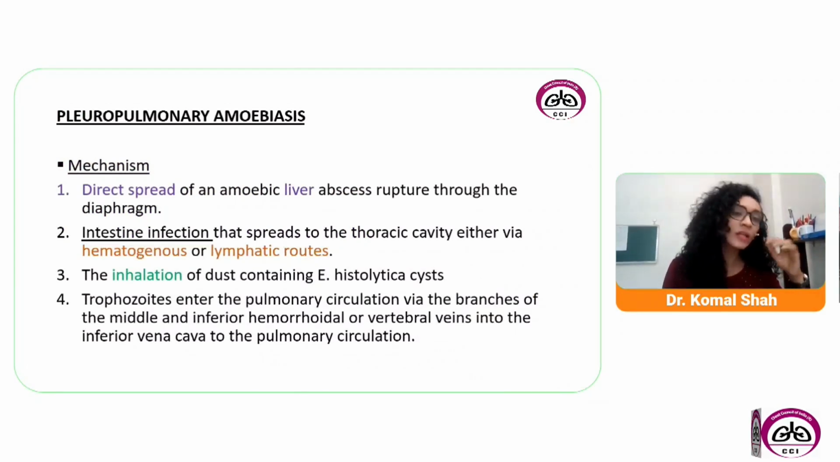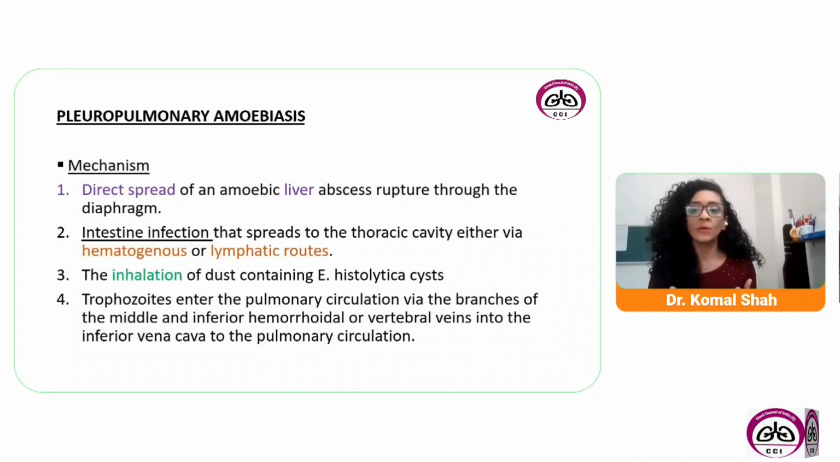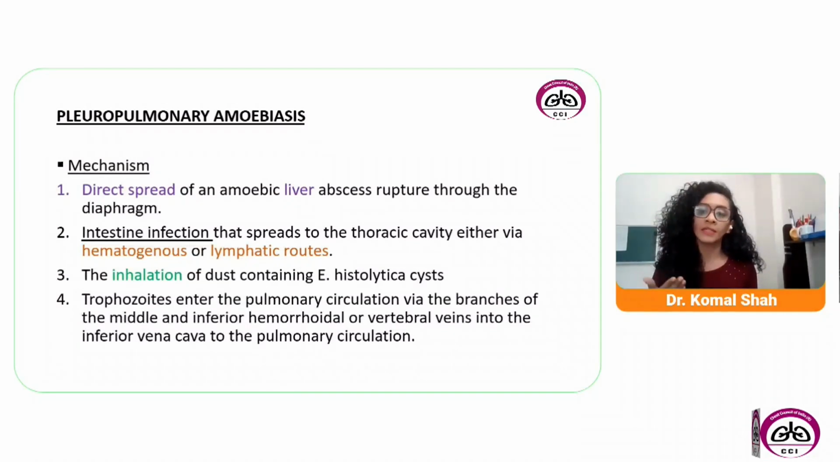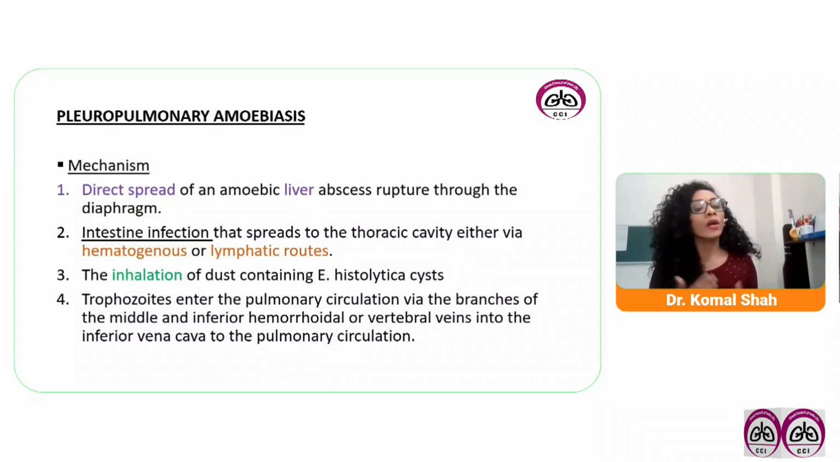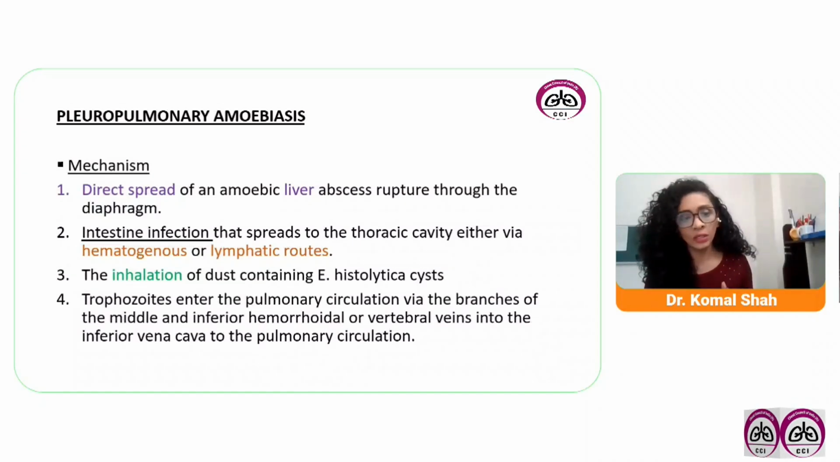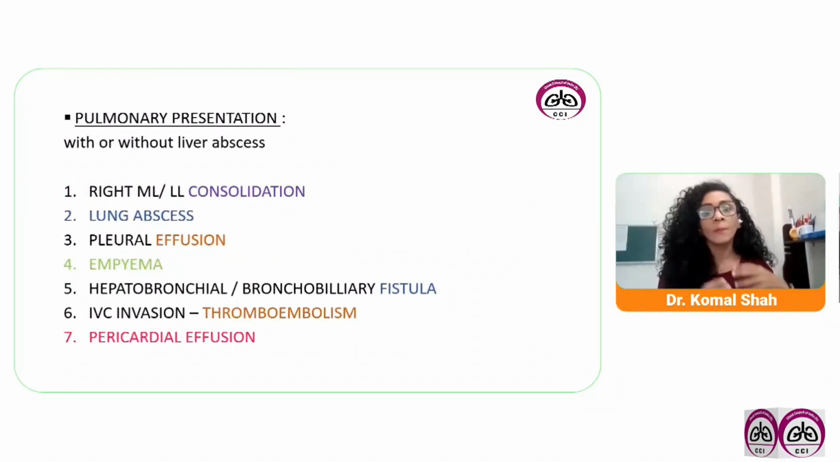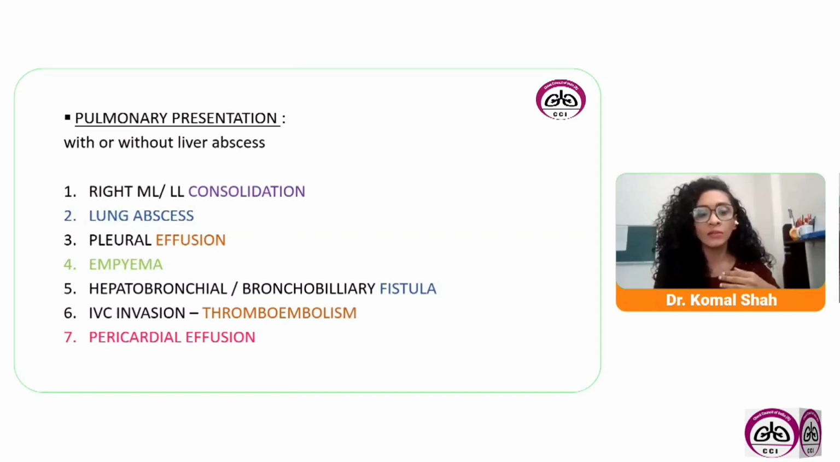Cutaneous. Now, when we talk about pleuropulmonary amoebiasis, the mechanism, first and most important, is direct spread of amoebic liver abscess rupture through the diaphragm, or it can spread from intestinal infection to the thoracic cavity via hematogenous or lymphatic route. Primary amoebiasis can be by inhalation of dust containing E. histolytica. Presentation could vary from consolidation to lung abscess to effusion to empyema to hepatobronchial or bronchobiliary fistula.